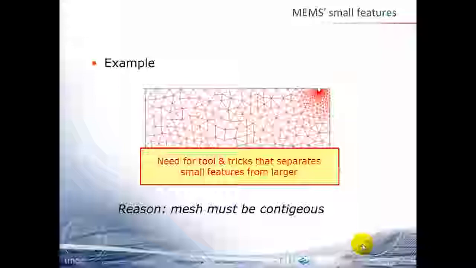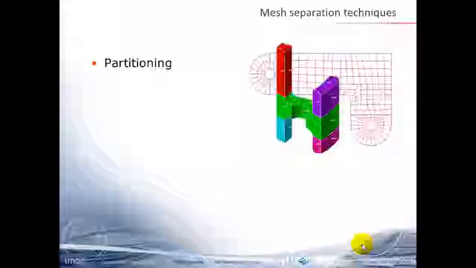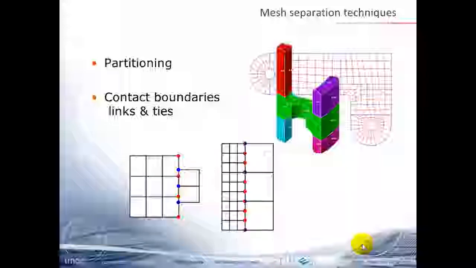But there are tools and tricks to separate small features from the larger ones so that you can have dissimilar meshes. One of them, I already mentioned, is partitioning. The second one is also an example of that. Another way is to make use of boundary contacts. Some software packages call these links and ties. More and more software vendors are helping you by offering a lot of contact boundaries. But that's a topic on its own.